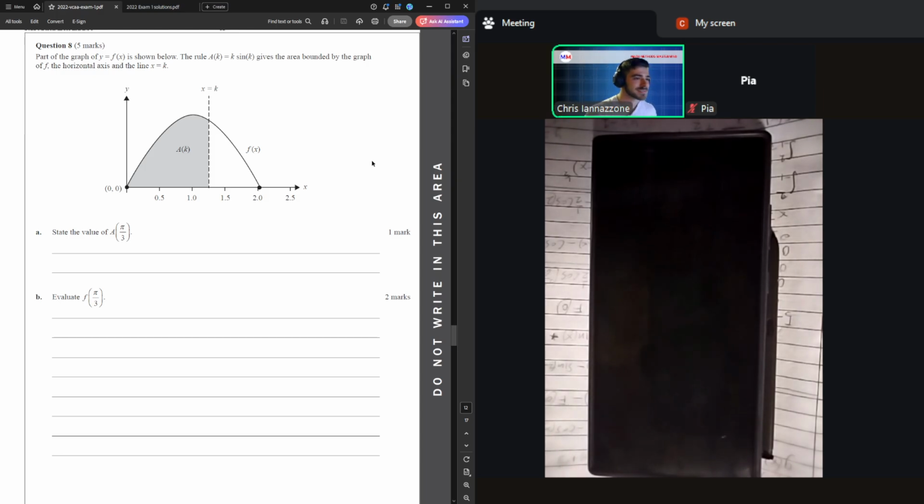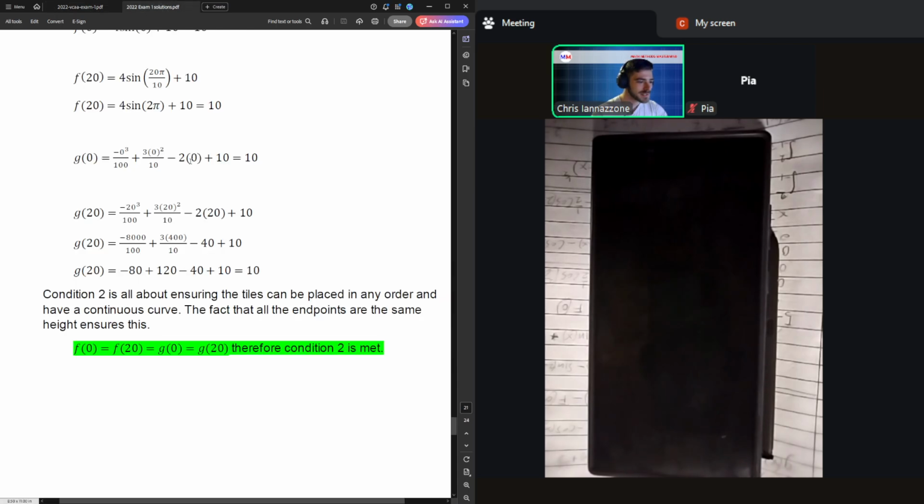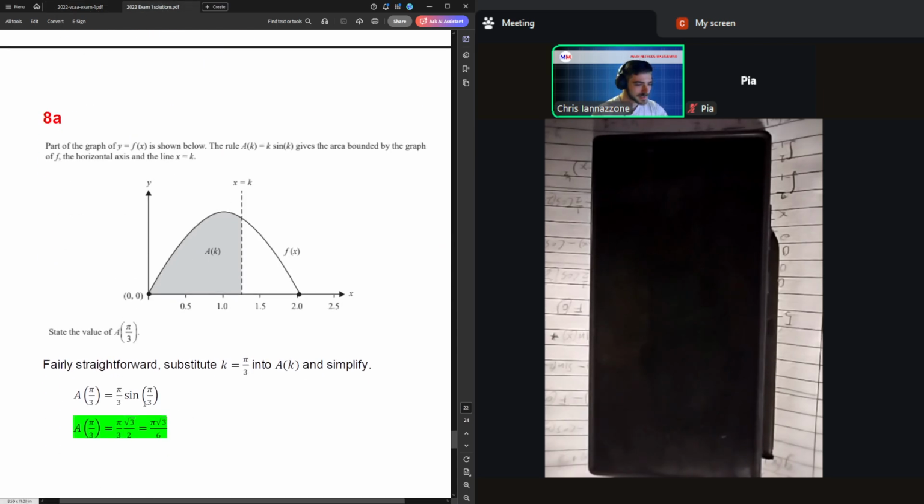Question 8. We've got this function capital A of k, and it gives the area bound by the graph of f and the line x equals k. State the value of capital A of pi over 3. That one should be fairly chill. Just subbing it into the k sine k. Yeah, that's stock standard. You've got A of k, A of pi over 3. It's right there in front of you. Nice.